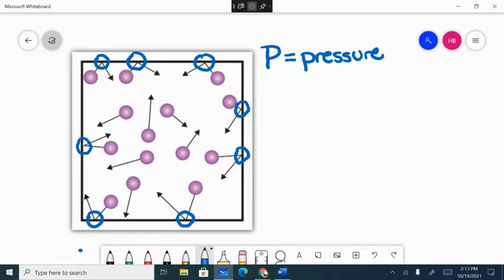And that's why anybody who's done scuba diving knows you have to come up slowly, because the gas that's in your lungs is going to expand. And if you come up too fast, you can die.